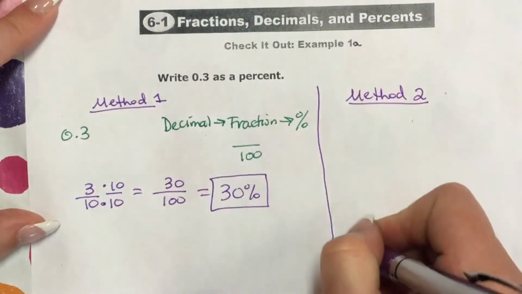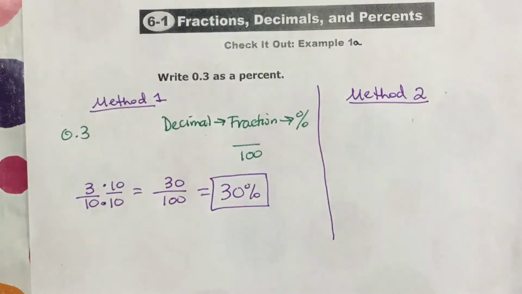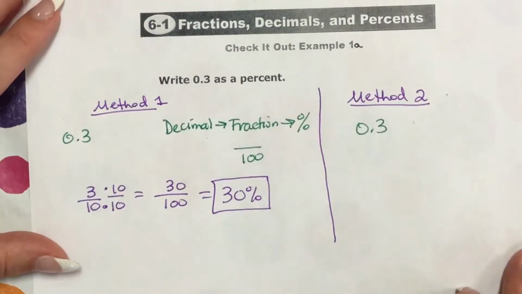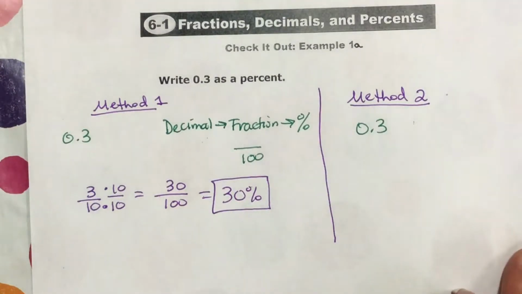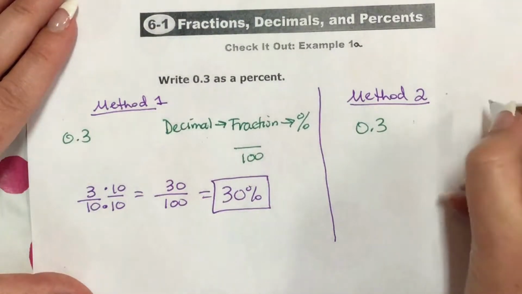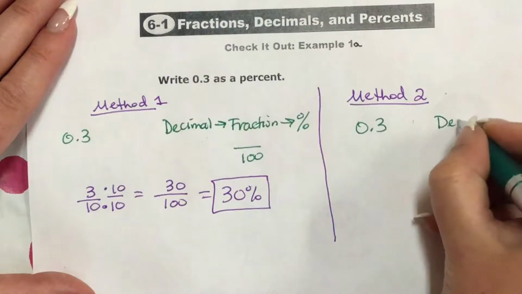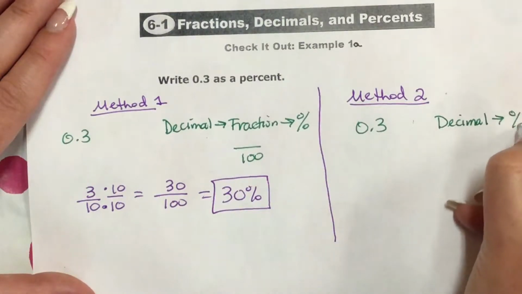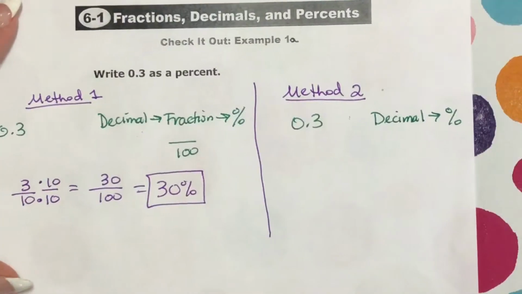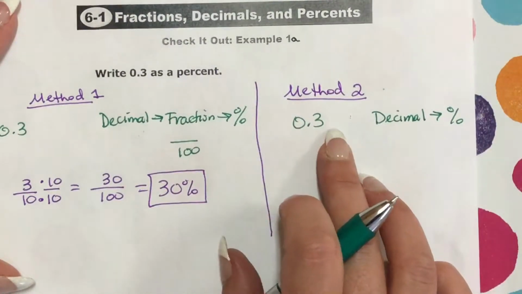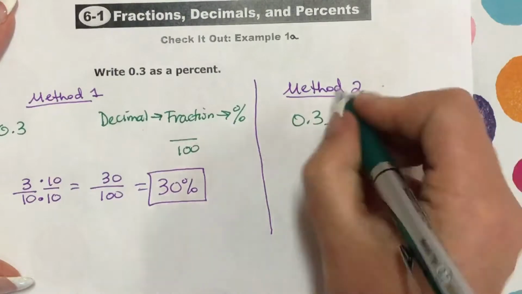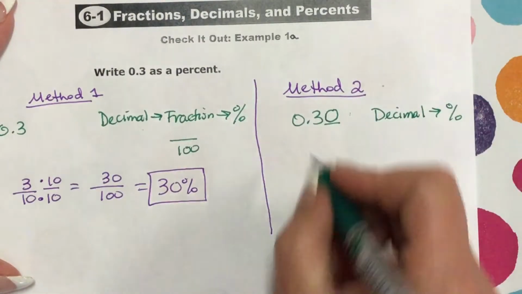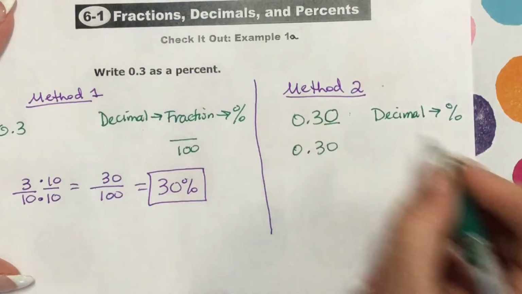Okay, now let's go ahead and do the second method. So we have 0.3 again. We're just going to go from a decimal to a percentage. Now, in order to do that, we know that this is the tenths place. We need something in the hundredths place. So there's nothing there. We're going to put that 0 there. So now we have 0.30.